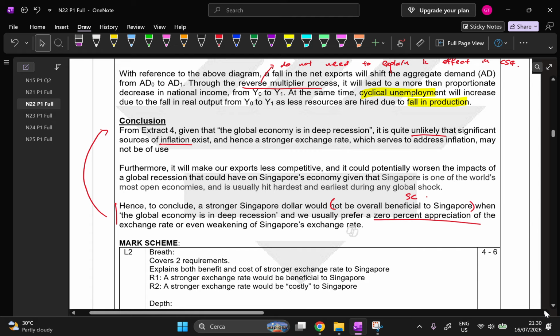That's why at most we have zero appreciation. We will never, never, never let the Singapore dollar get weaker than it currently is, because then our imported inflation will be worse and everybody will be angry.